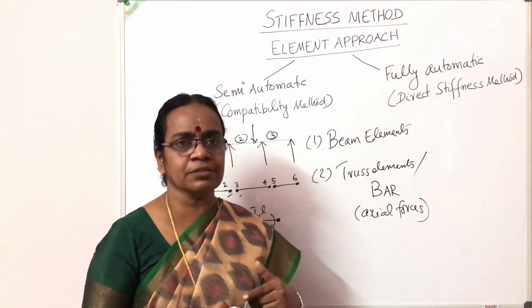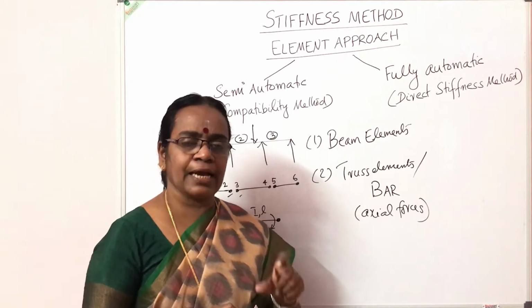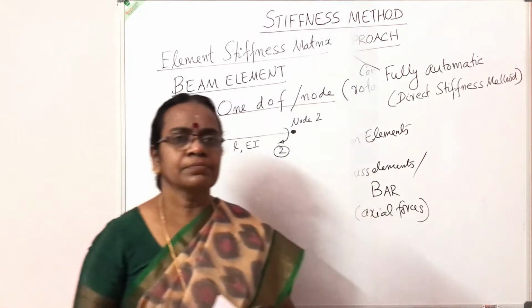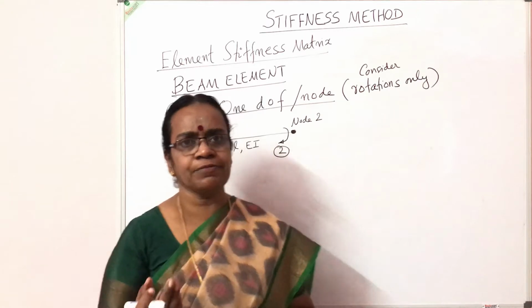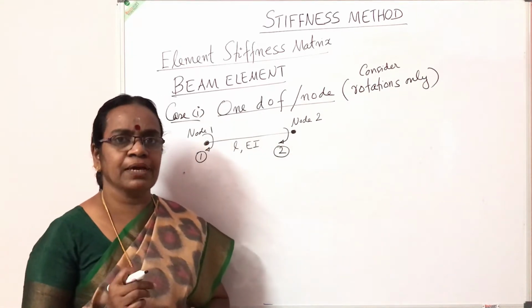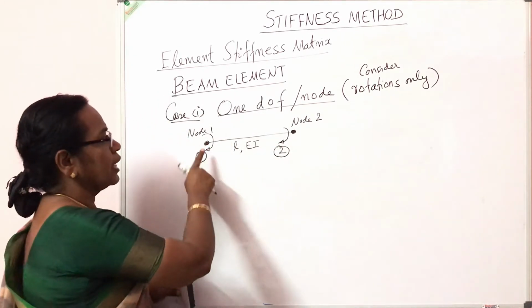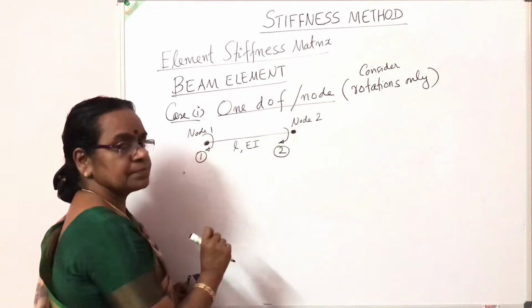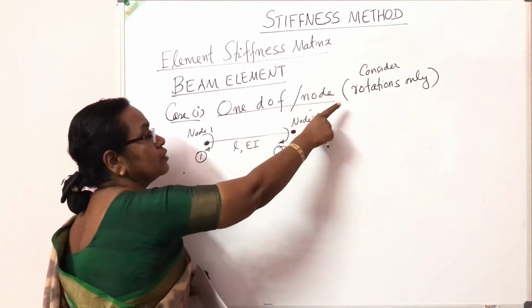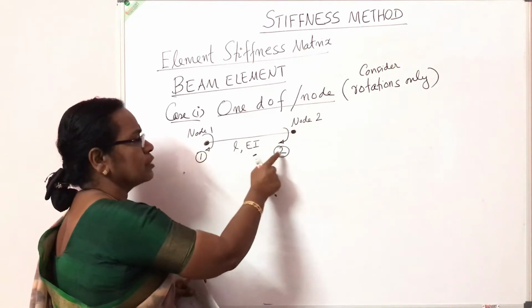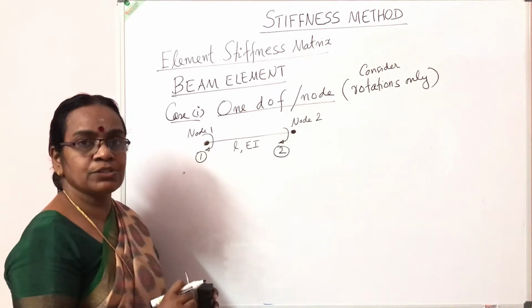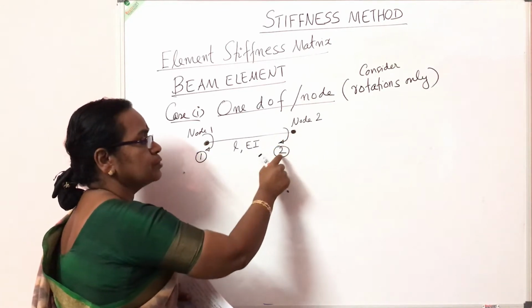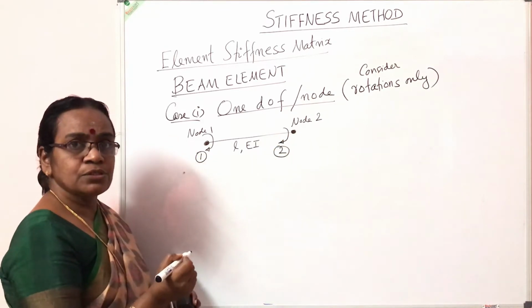So the next task is to develop the element stiffness matrix for a beam element. Now I am going to formulate the stiffness matrix for a beam element. As a first case, I am considering a beam element with two nodes. I am considering the rotations only, the rotational coordinates 1 and 2. The slope at node 1 is coordinate 1. The slope at node 2 is marked as coordinate 2.